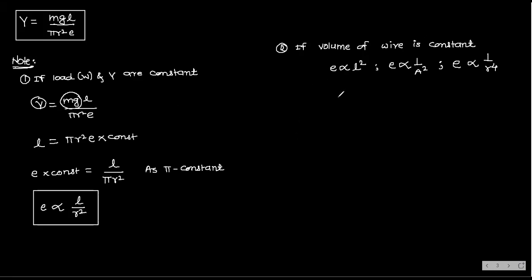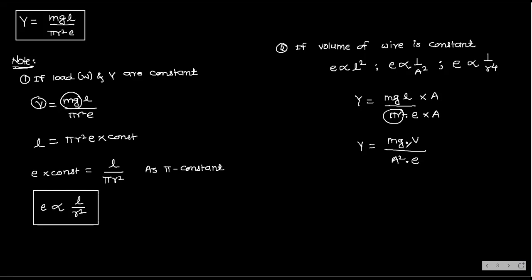How? If you did not understand, I will do it. Y is equal to mgL divided by pi r square into E. Now volume of wire is constant means what I am doing? I am multiplying just A and A here also. This is already A, this is also A. So Y is equal to mg into L into A, which is volume, because area into length is volume. This is A and this is A. So this is A square into E.